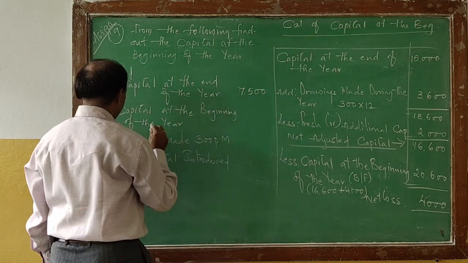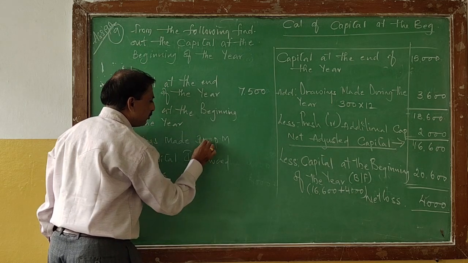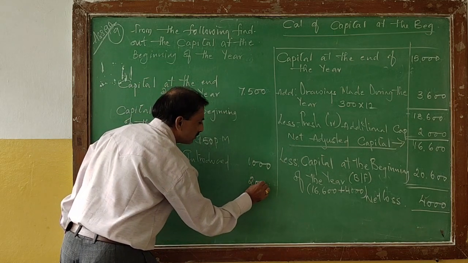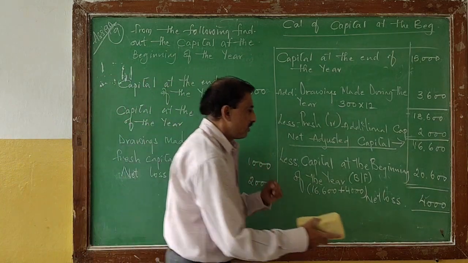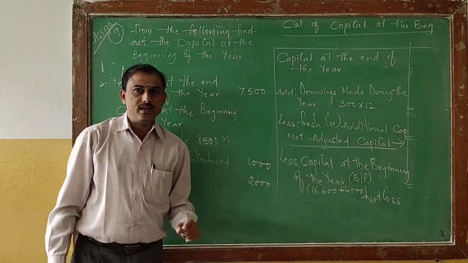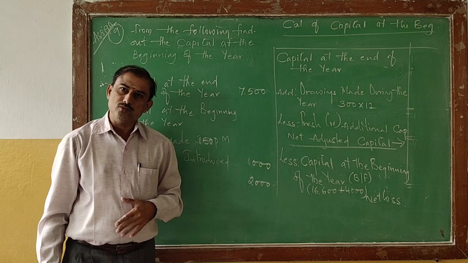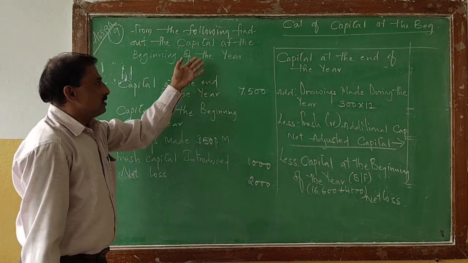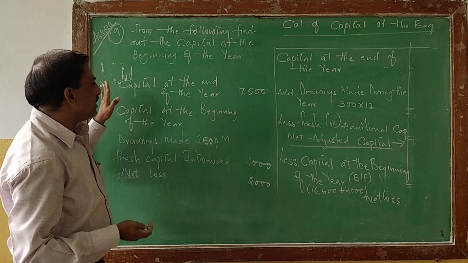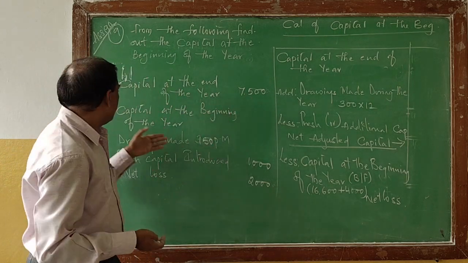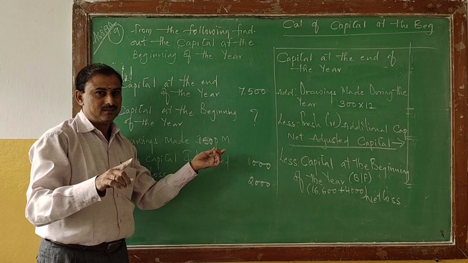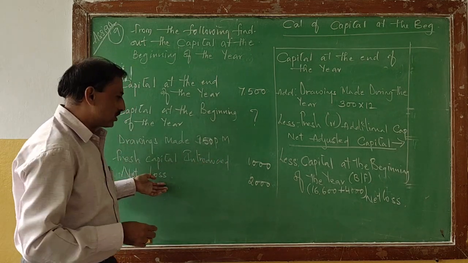$7,500 capital at the end. Drawings we will take here 150 rupees per month. Capital introduced 1,000. Net loss we will take 2,000. Once again we are seeing the problem. From the following, find out the capital at the beginning of the year. So what is given to you in the problem? Again, capital at the end they give 7,500. Capital at the beginning we don't have. Find that out. Drawings made 150 per month, then fresh capital 1,000, net loss 2,000.